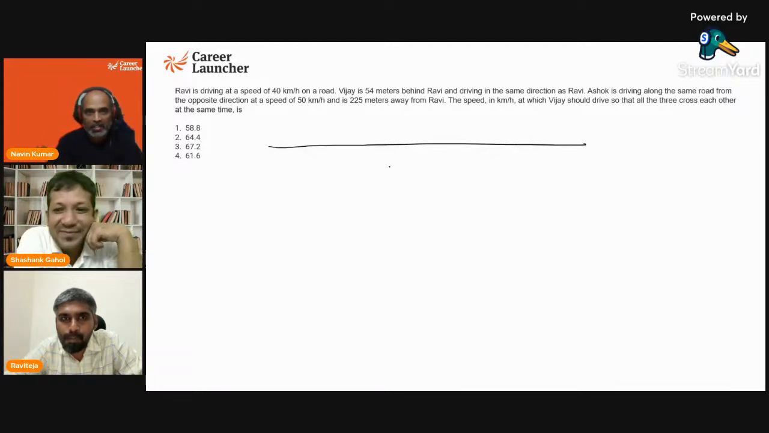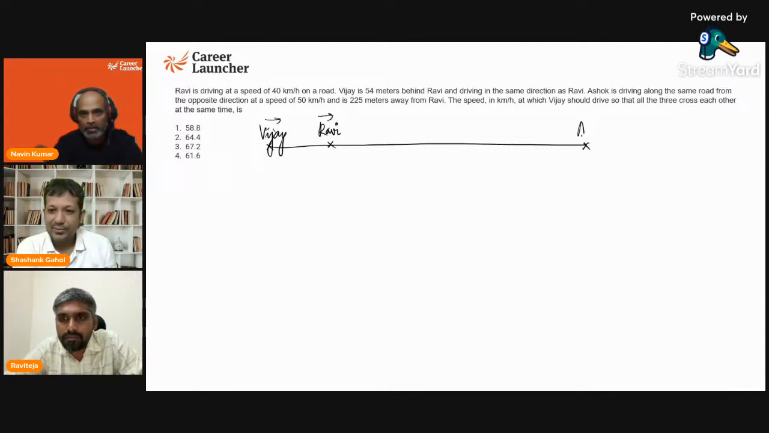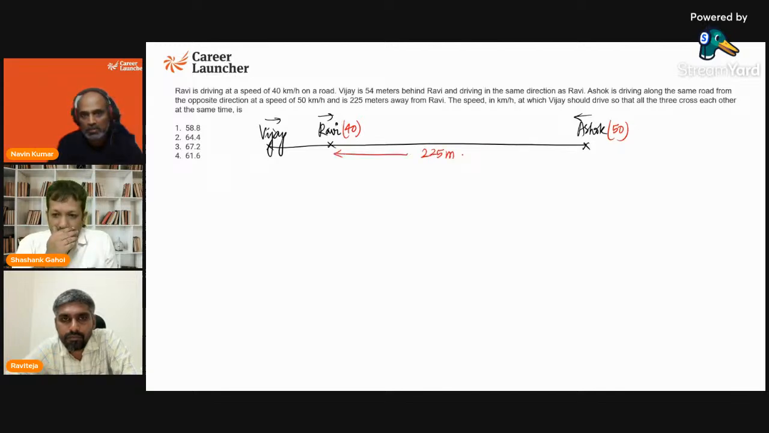I'll draw a straight line and there are three people. We have Ravi, and behind him Vijay. They are moving in the same direction, and the person ahead is Ashok, who is moving towards them. Now Ravi's speed is given as 40 and Ashok's speed is given as 50. The distance between Ravi and Ashok is given as 225 meters and the distance between Vijay and Ravi is given as 54 meters.